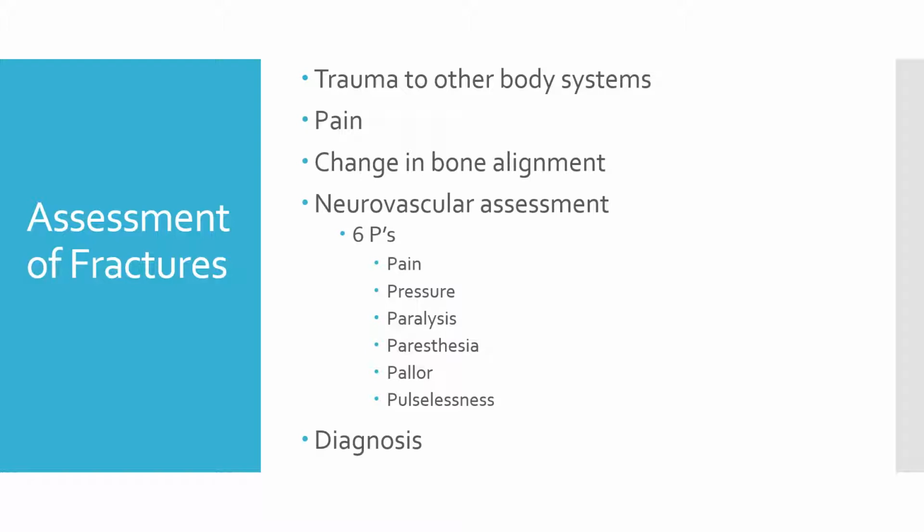The neurovascular assessment, we've already hit on this, and if you look at chart 51-3 on page 1037, it discusses these with musculoskeletal injury. What we're looking for is the 6 P's. Do they have pain, pressure, paralysis, paresthesia, pallor, and pulselessness? So always remember that you're checking these things distal to the injury.